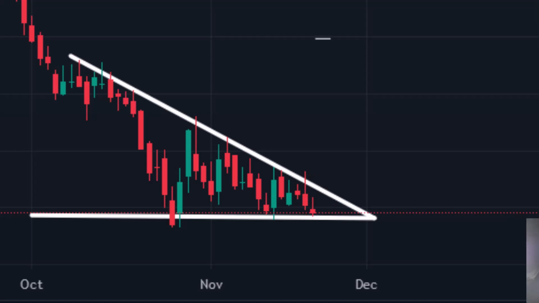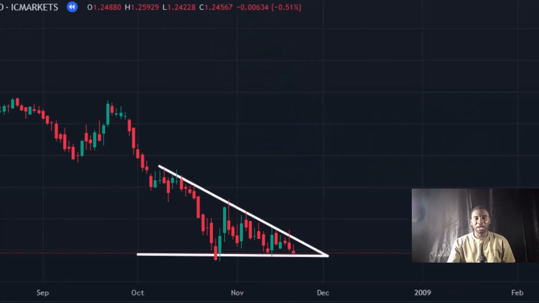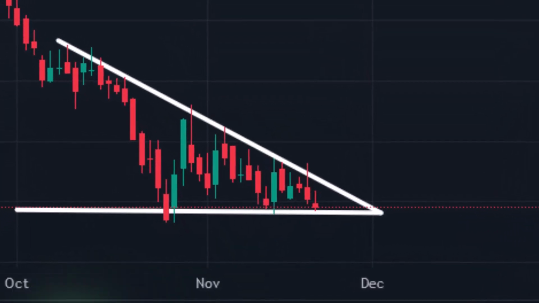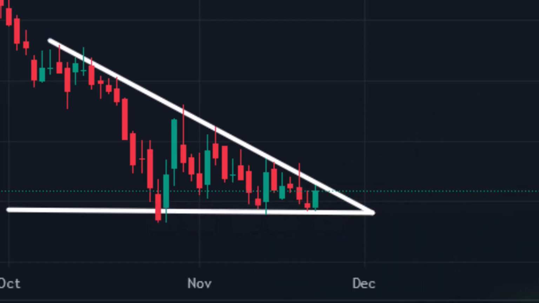Alright, so you've made up your mind. Would the breakout be to the upside or to the downside? Answer in the comment section. So what we have is a bullish candle at this point, which does not define anything, does not confirm anything at this point.